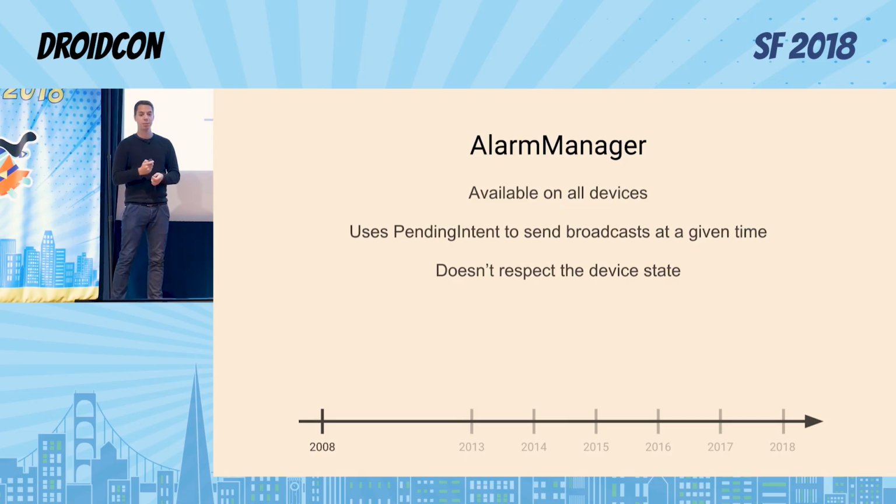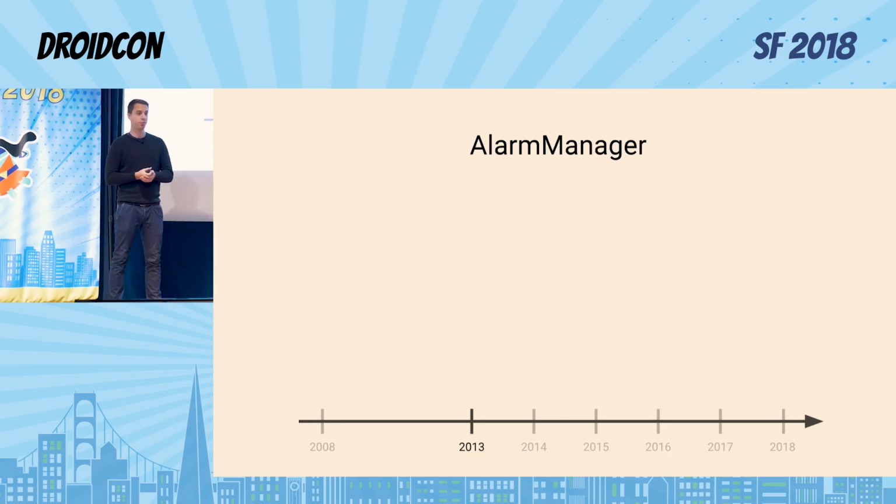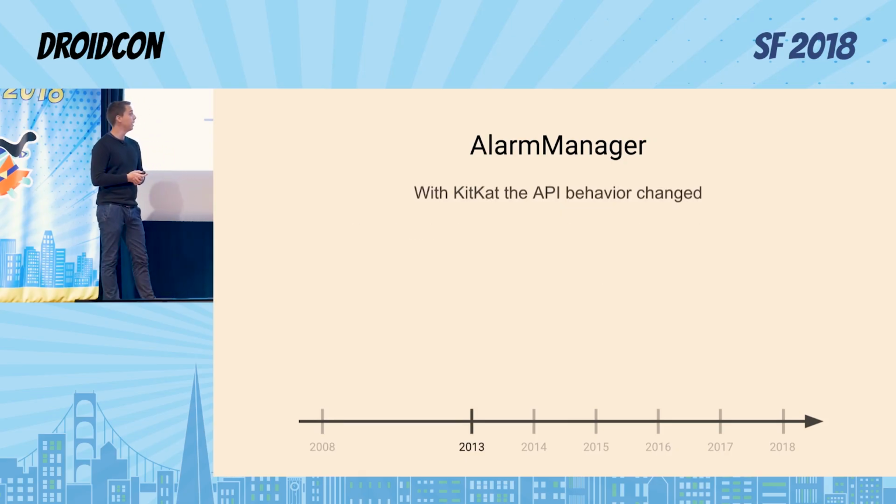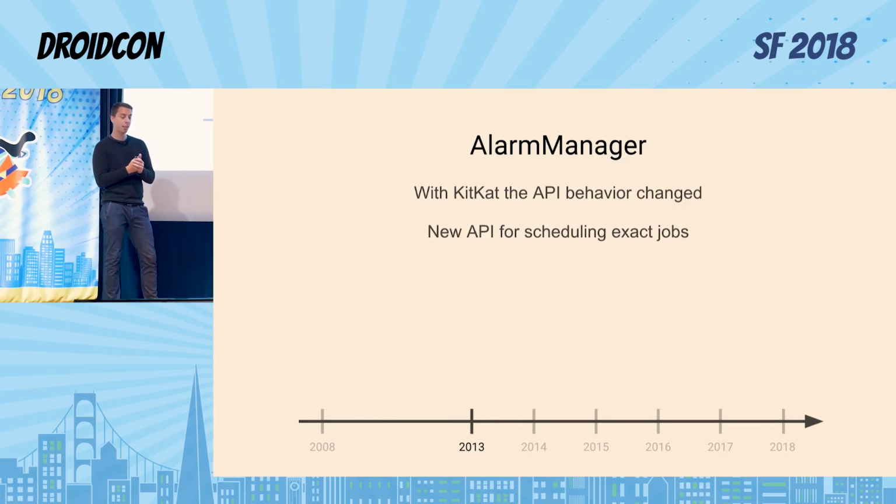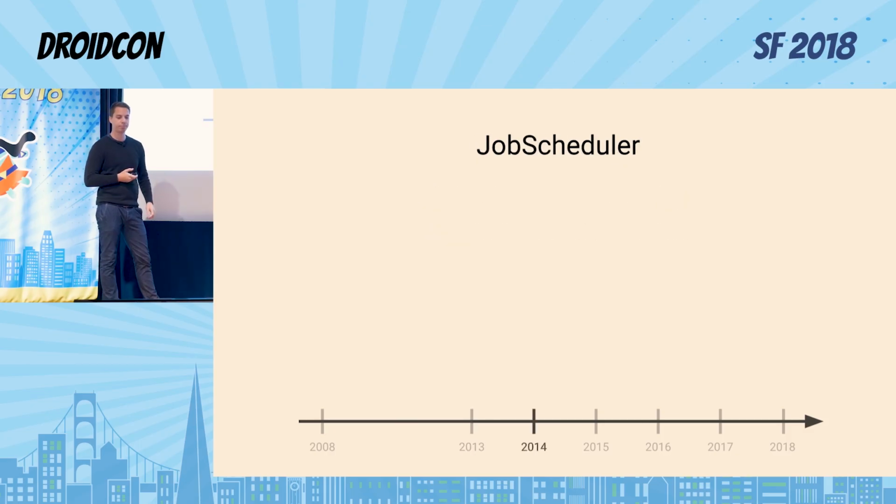And then it was silent for a while, until 2013 when Android KitKat released. And there the behavior of the AlarmManager was changed. And they did this silently, which wasn't that great. Until KitKat, all your alarms were exact, and suddenly this changed. They added a new API for scheduling exact alarms, but your previous alarms were suddenly inexact. So this was a behavior change you had to be aware of.